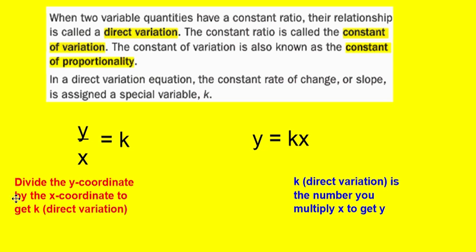We're going to divide the y coordinate by the x coordinate to get k, and that's called your direct variation. And then in the other form where they have y equals kx, k, which is the constant of variation, is the number you multiply x by to get y.